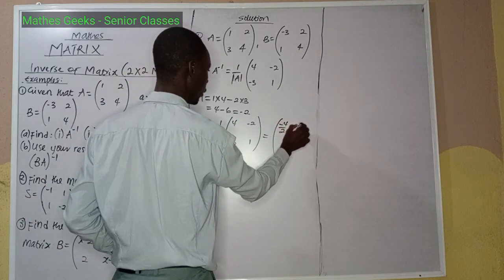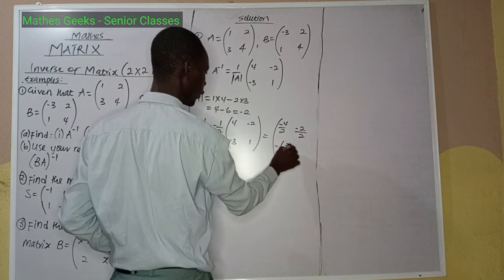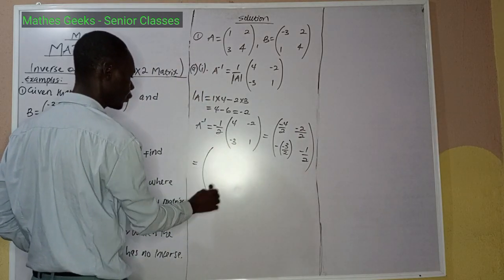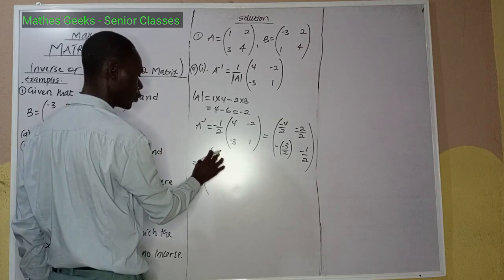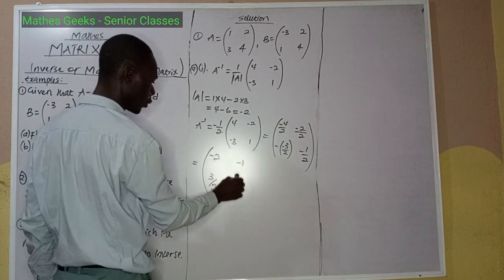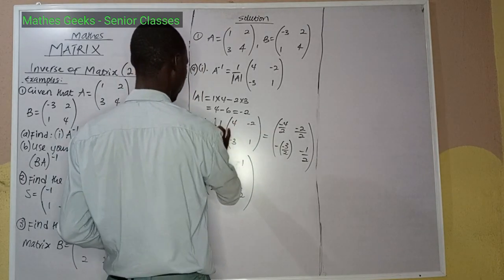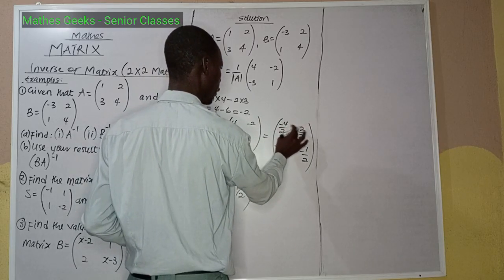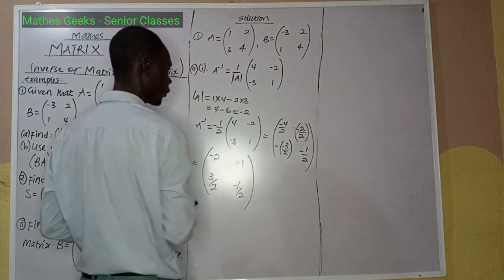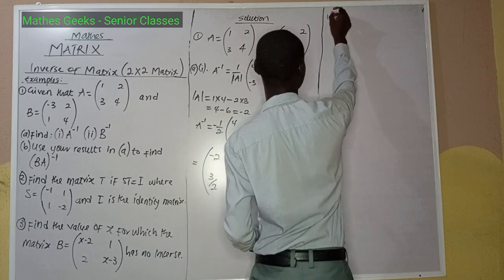Minus 4 over 2, minus 2 over 2... minus 3 over 2, minus 1 over 2. Minus 1 over 2 gives us minus 1, minus 2 over 2 gives minus 1, and 3 over 2, minus 1 over 2. Minus times minus gives us plus, so it gives us plus here. So that's my figure 1. Next, figure 2, B inverse.